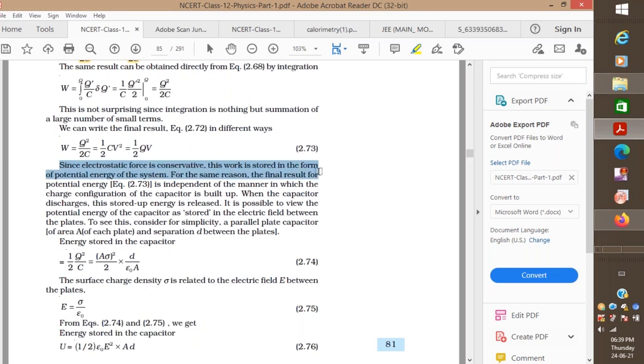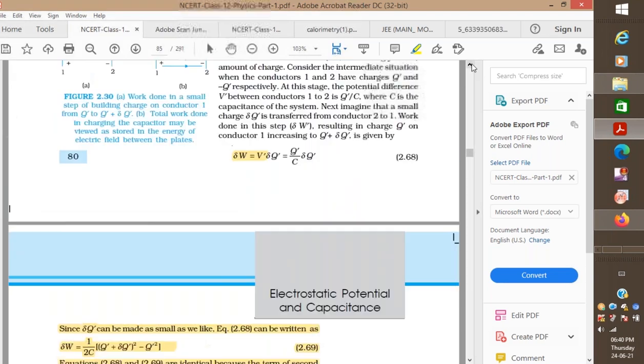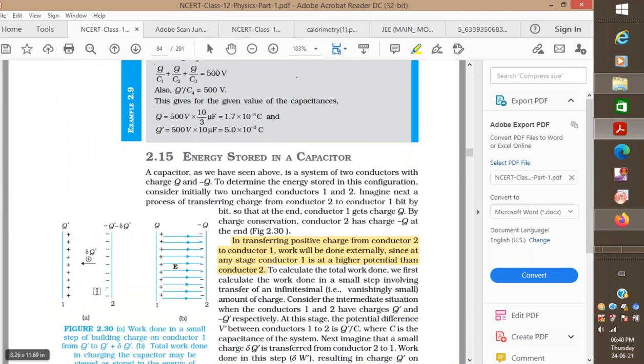So for this reason, the final result of the potential is independent of the manner. The same work done you would have got if you change the polarity of the battery and take the charges from 1 to 2 or 2 to 1. I have taken the positive charges from 2 to 1 such that conductor 2 gets negatively charged and conductor 1 gets positively charged. If I would have done the reverse, that means I take the positive charges from conductor 1 and put them on conductor 2, then also the energy, or work done, would have been the same.